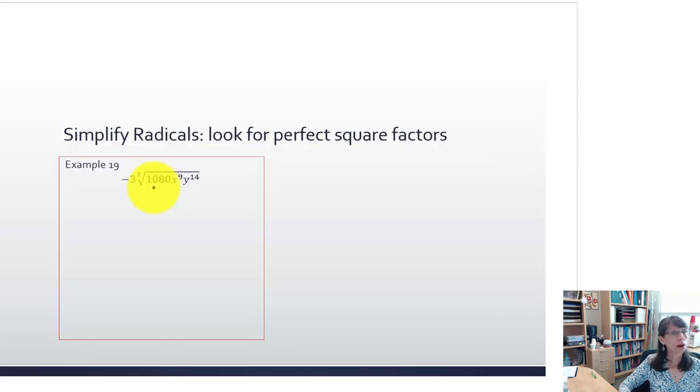In our next problem, I can see I have a cube root problem again, and it's being multiplied by a -3. So make sure you know the difference between when a radical is being multiplied by some term and what number is indicating the index for the radical. So I've got 1080 and I have some variable bases. So I'm going to start with 1080 and set up my factor ladder.